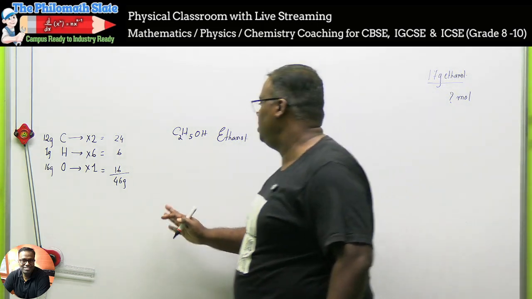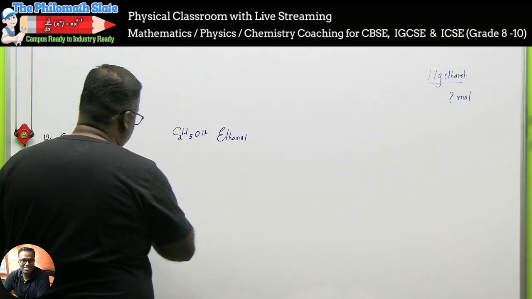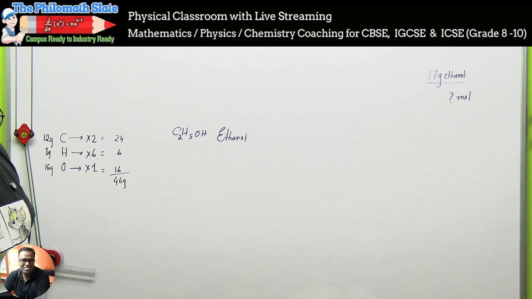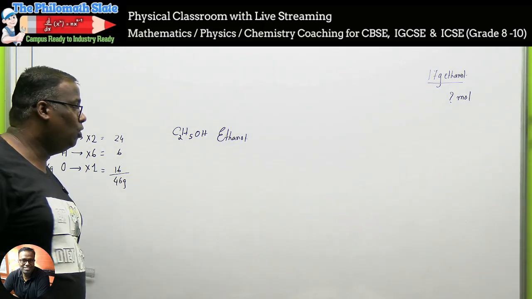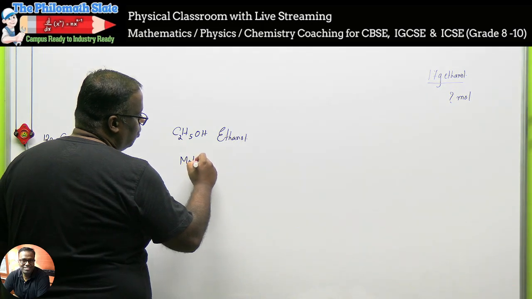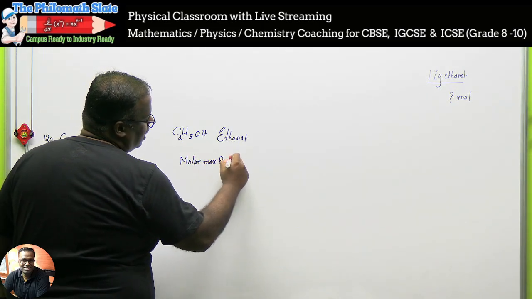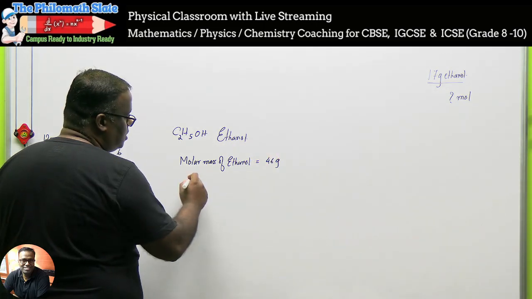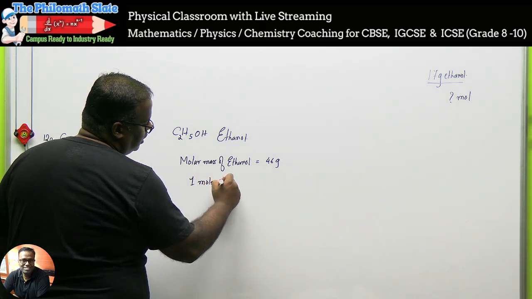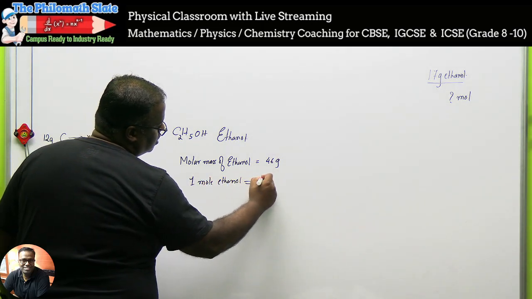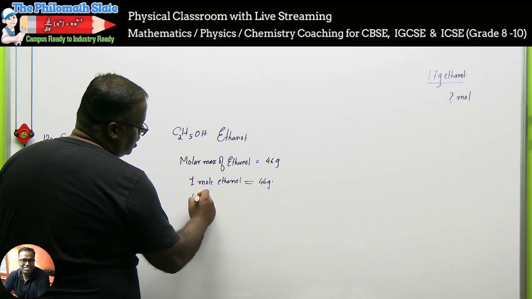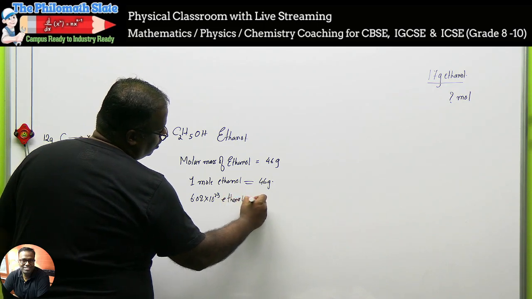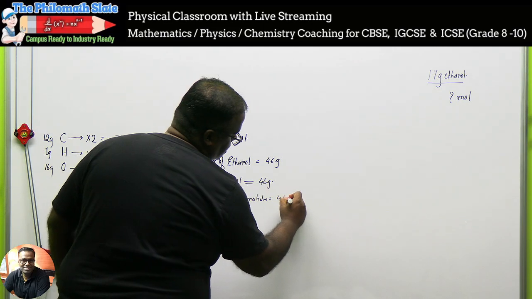Ajay, this one, what did you find out? What is 46? Tell me, what is 46? Huh? 46 is the molar mass of ethanol. Molar mass of ethanol is 46 grams. This means 1 mole of ethanol is 46 grams. It means 6.02 into 10 to the power 23 ethanol molecules is 46 grams.